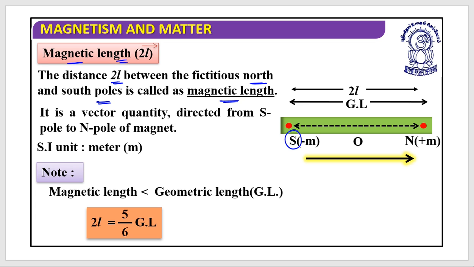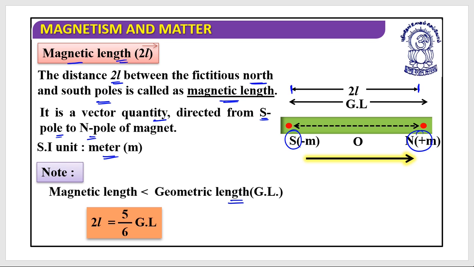This is our south pole, this is our north pole, and the distance between these two poles is called the magnetic length. I hope this is clear. Is it clear? Yes. It is a vector quantity, and it always directs from the south pole to the north pole of a magnet. SI unit, obviously it is a length, so the SI unit would be the meter. Now one more term we can define, the geometrical length.